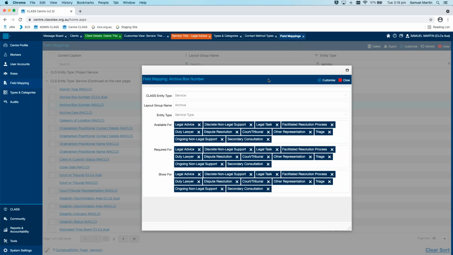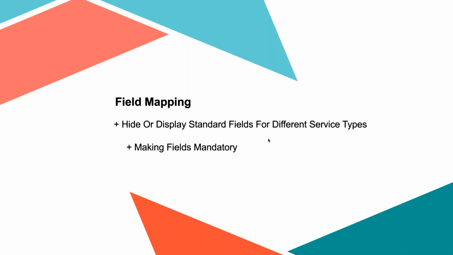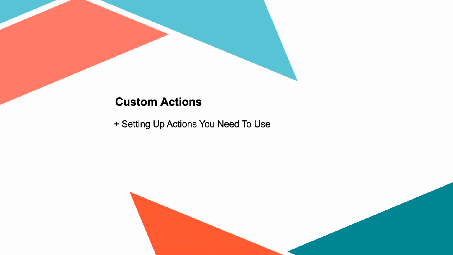All right. So that is what you could do with field mapping. Just let me check this, making fields mandatory. Yeah, so that's pretty much how field mapping works. Okay, we can move on. Custom actions. I can go through custom actions pretty quickly.